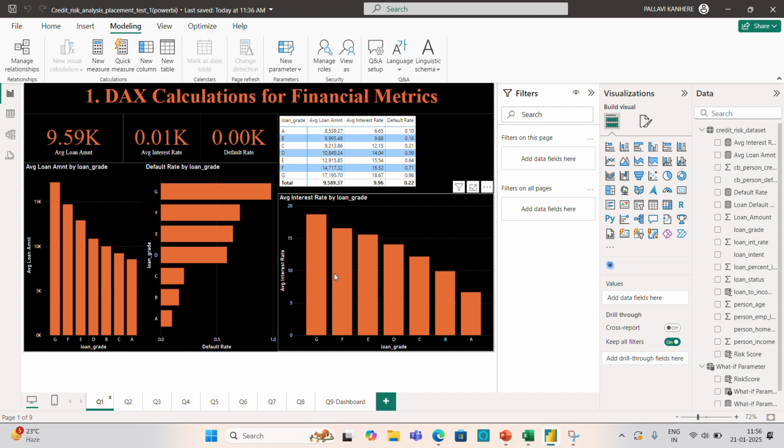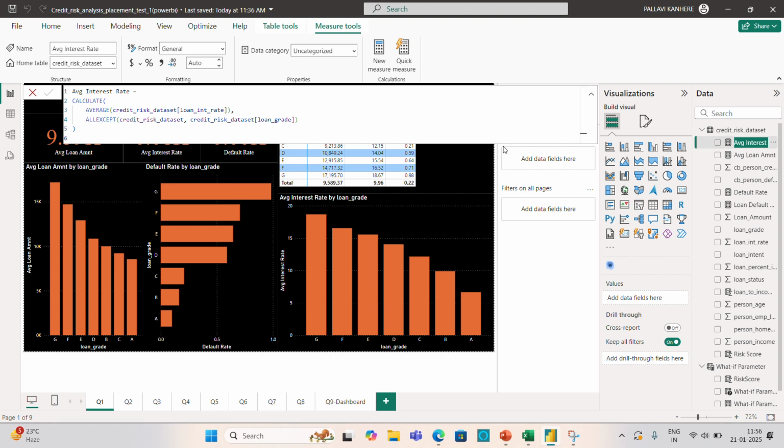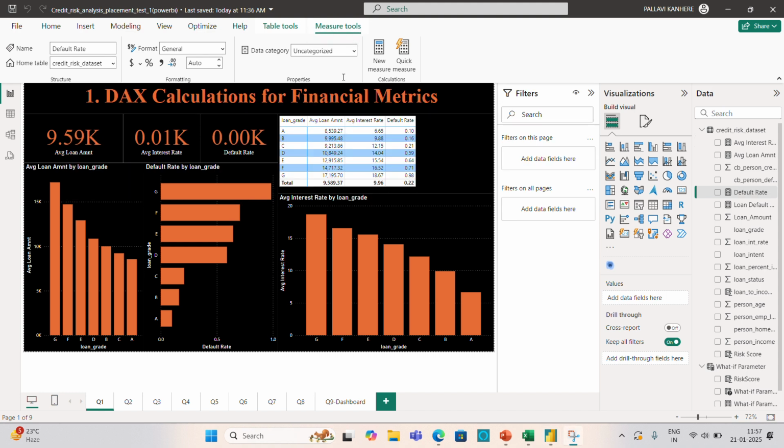You can see that using the DAX, I calculated the average loan amount, and this is the formula for calculating the average loan amount. This is the formula for average interest rate, and this is the formula for the default rate. And these metrics are visualized using the cards, charts and table.